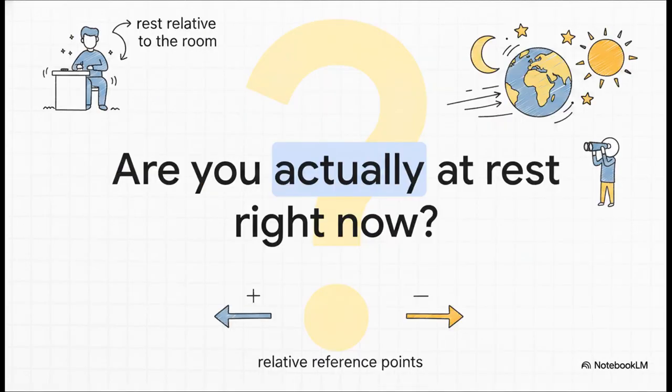Now, here's a really fascinating truth about relativity. Motion entirely depends on your point of view. If the position of an object changes with respect to its reference point over time, it's in motion. If it doesn't, it's at rest.